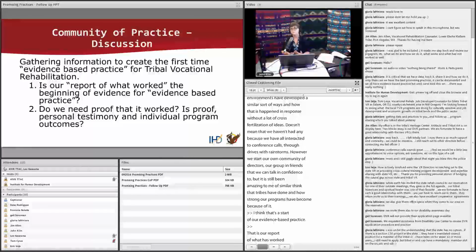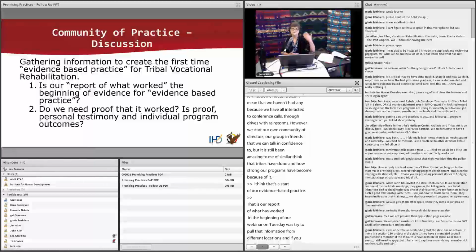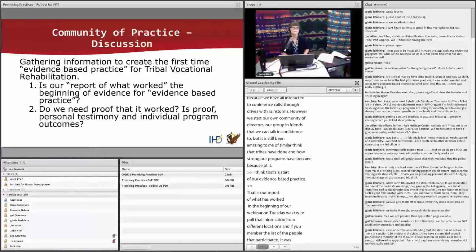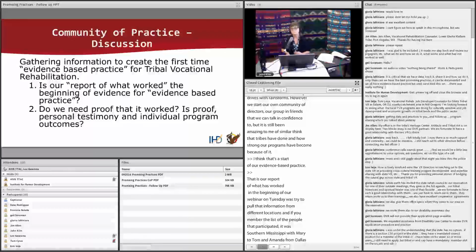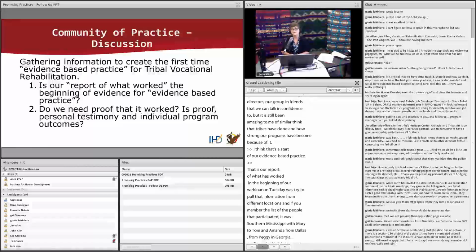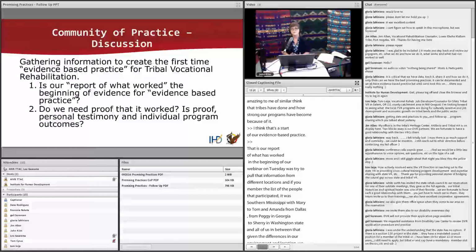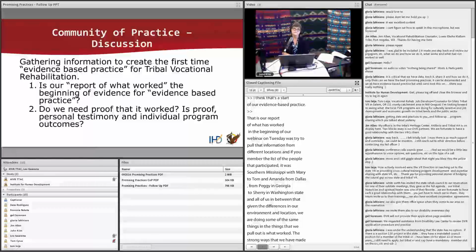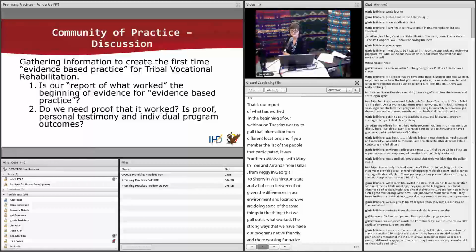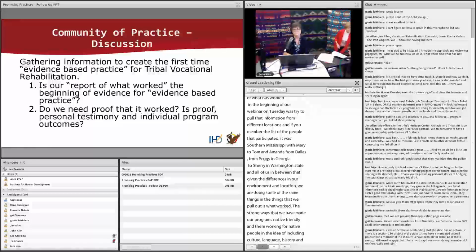And if you remember the list of the people that participated, there was Southern Mississippi with Mary, Tom and Amanda and Dallas on the northern slopes of the Arctic Ocean, and from Peggy in Georgia to Sherry in Washington State, and all of us in between. Given the differences in our environment and location, we're doing some of the same things, and the things that we pulled out is what worked, or those strong ways that we've made our programs Native friendly, and they're working for Native people. And the idea of including the culture, language, and history and teachings of our local tribes have strengthened those programs and the outcome for the people we serve.